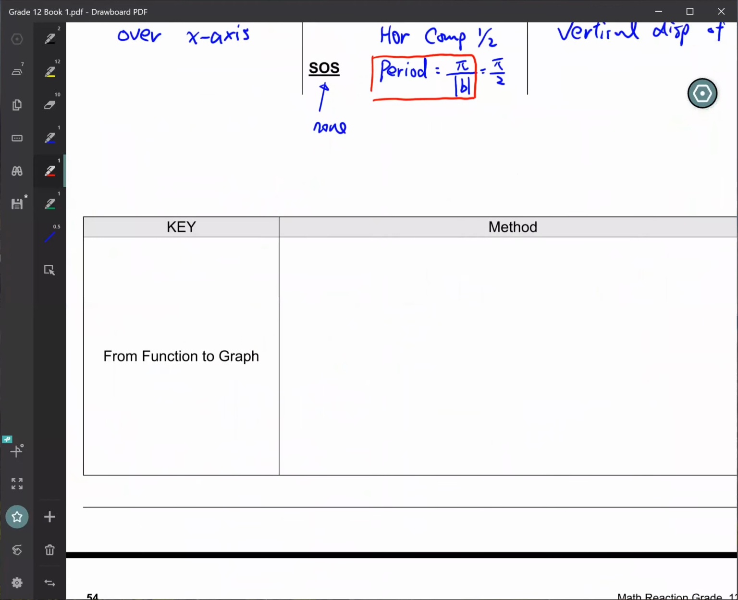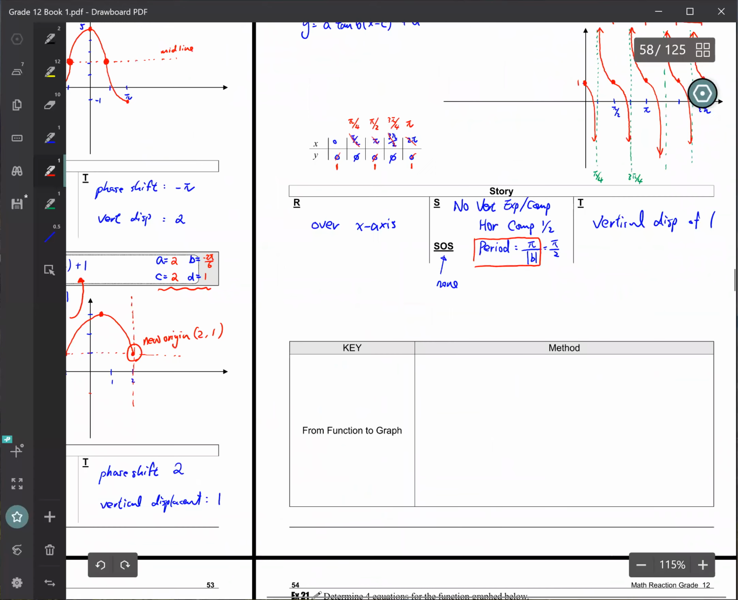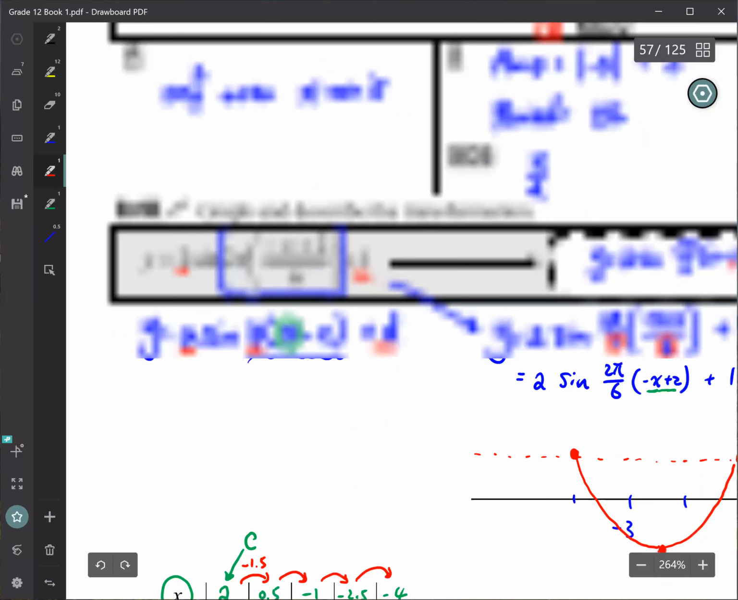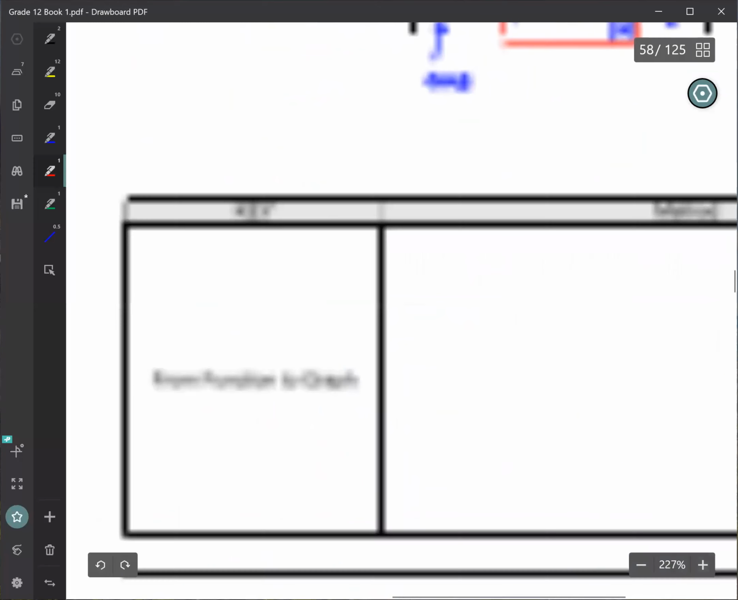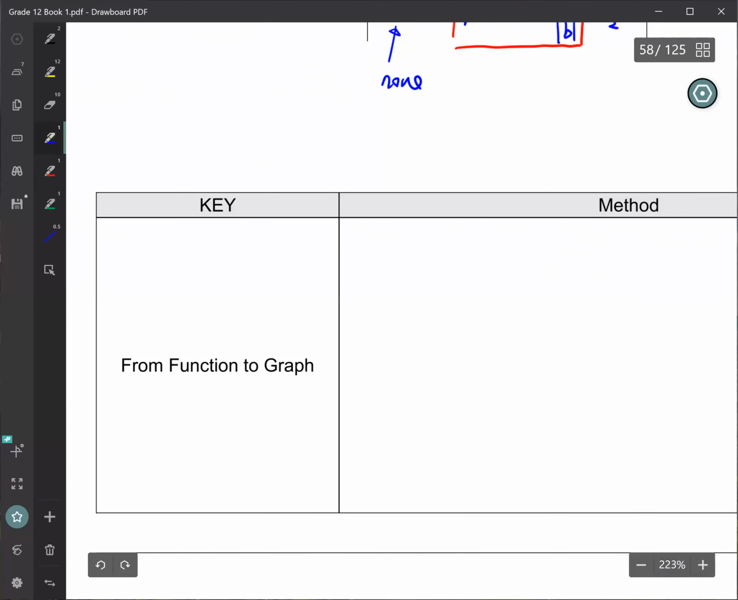This is the method for you to go from function to graph. A function means they give you y equals something, and then ask you to get the graph. So they will give you something like a function that could be sine, could be cosine, could be tangent. Let's just write sine and cosine.